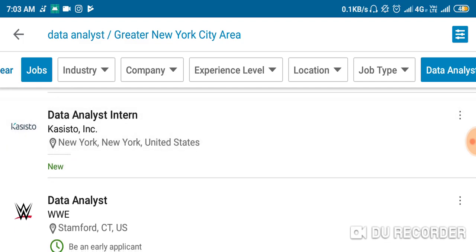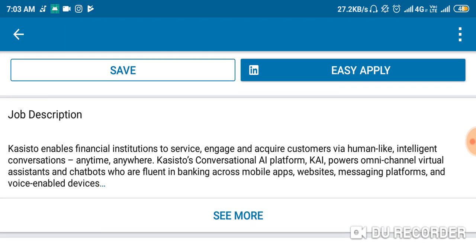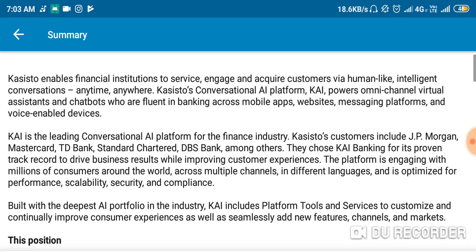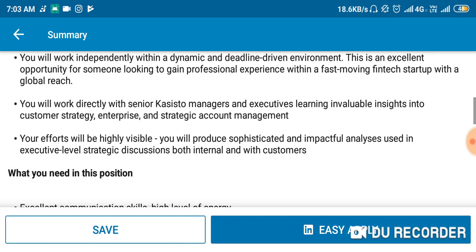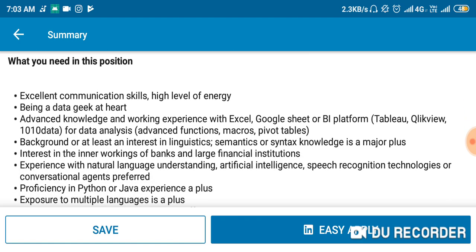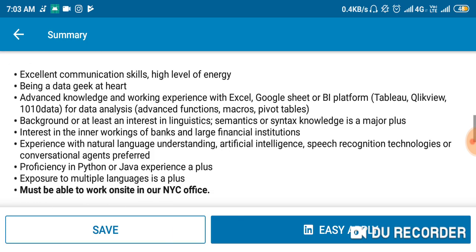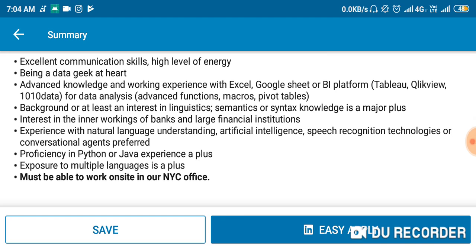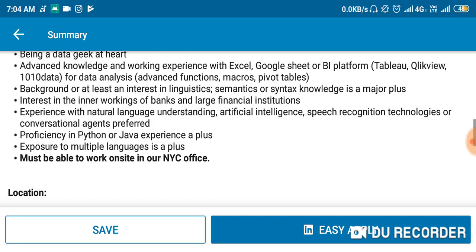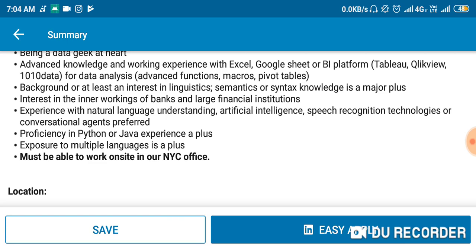Now moving on to another job. Yeah, this is data analyst intern. Look at what this is saying. This also deals with financial products. This is saying what you need in this position, I mean the requirements. Excellent communication skills, high level of energy, being a data geek at heart, advanced knowledge and working experience with Excel, Google Sheet or BI platforms like Tableau, QlikView, 1010 data. For these, a background or at least an interest in linguistics, semantics or syntax knowledge is a major plus. Proficiency in Python or Java experience is a plus.